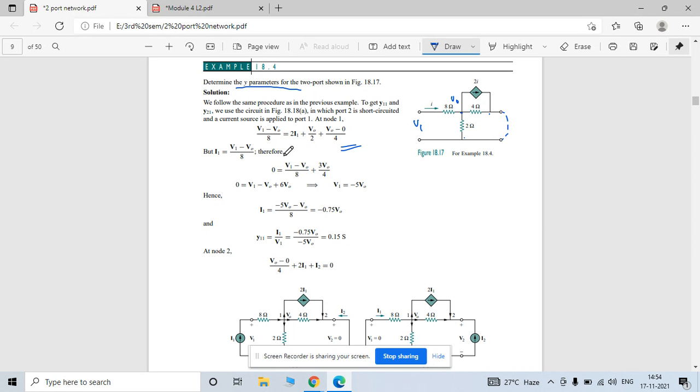2 I naught becomes 0. Why does it become 0? Let's see. Once you short circuit this terminal, V2 equals 0. So try to solve this and verify your parameter.